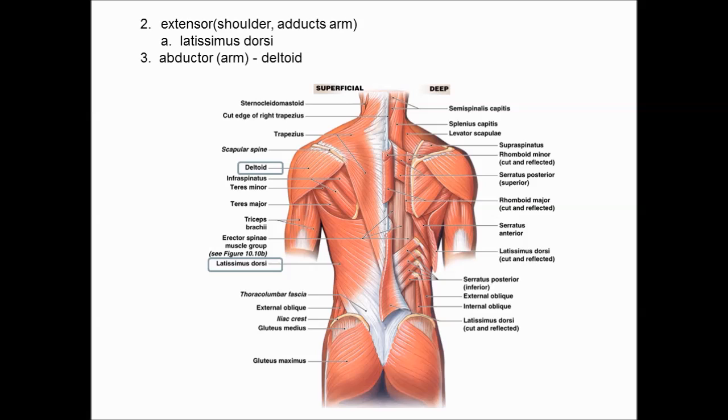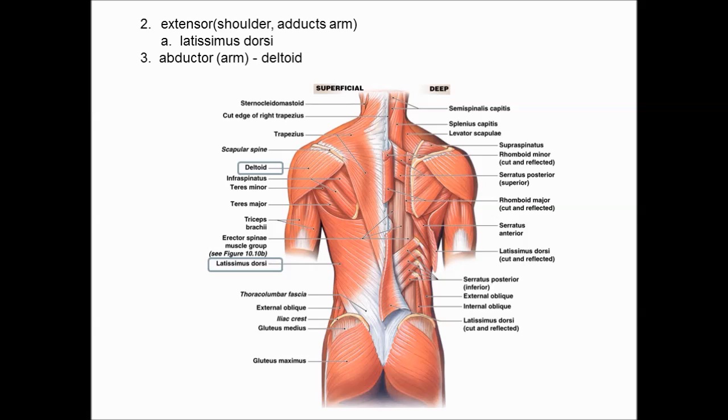Lats, or latissimus dorsi, is this large flat muscle on the lower back right here, and it is an extensor, which means that it extends the shoulder, pulls the shoulder back, if you will, and adducts or brings the arm down. So that's this large latissimus dorsi.